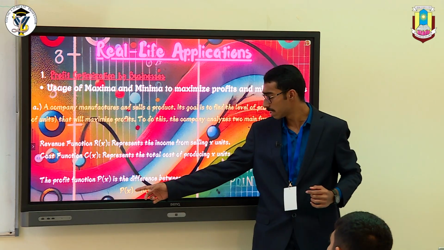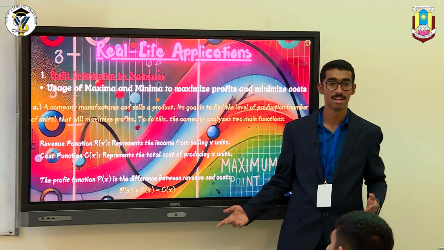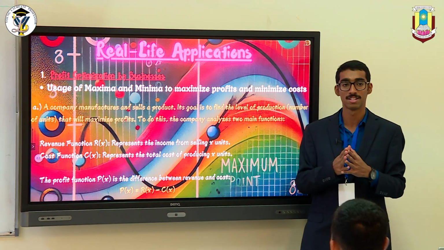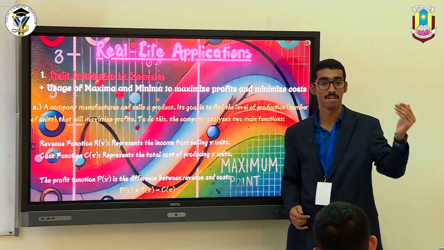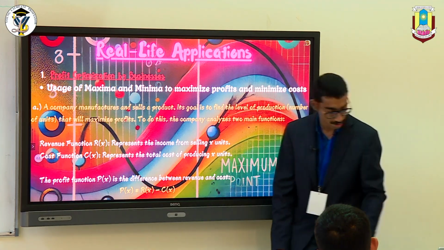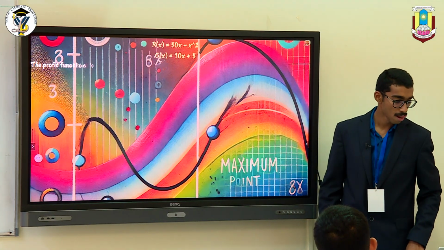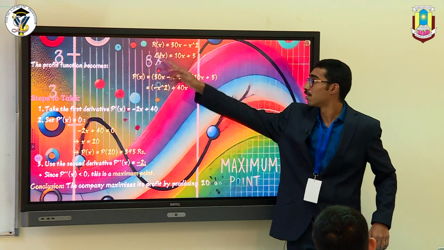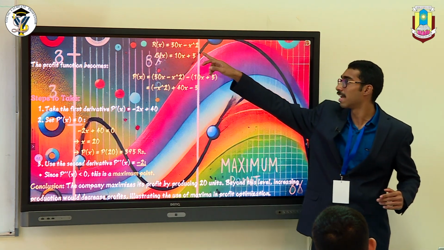Now the profit function is the difference between revenue and cost. Simple logic. Profit is given by the revenue you generated minus cost, that is R(x) minus C(x). Now let's take R(x) as 50x minus x square.